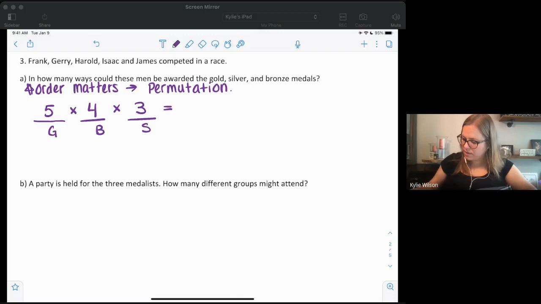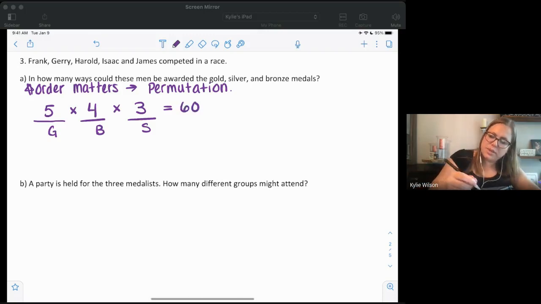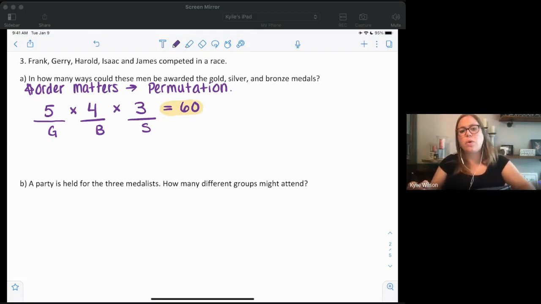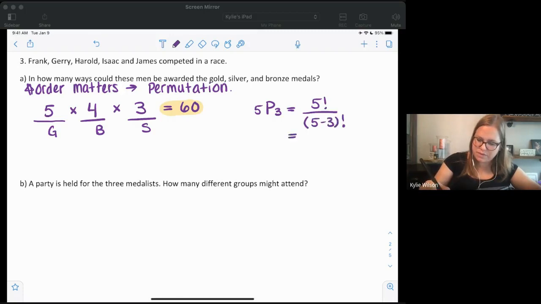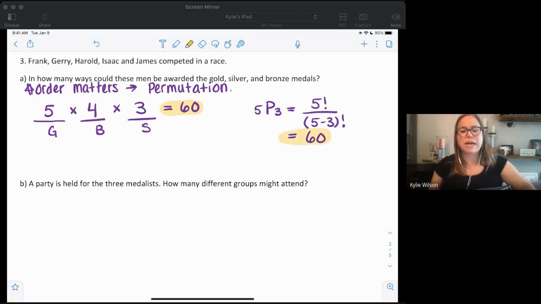And that will give us 60 options. So we can do it that way using our fundamental counting principles. Or we could have done it this way, 5 permute 3, and used our permutation formula, which is 5 factorial all over 5 minus 3 factorial, which will still give us 60. So it doesn't matter how you do it. You could use the permutation button, or you could use our fundamental principle. Doesn't matter.